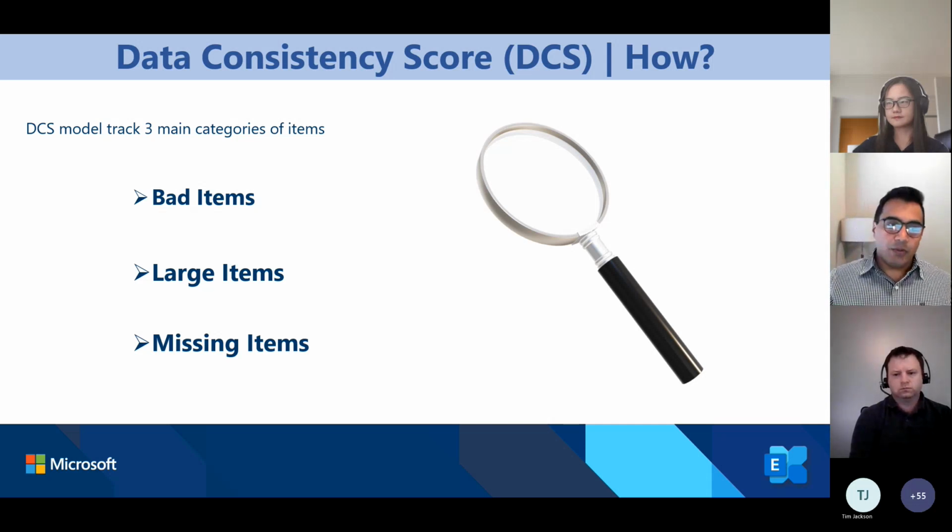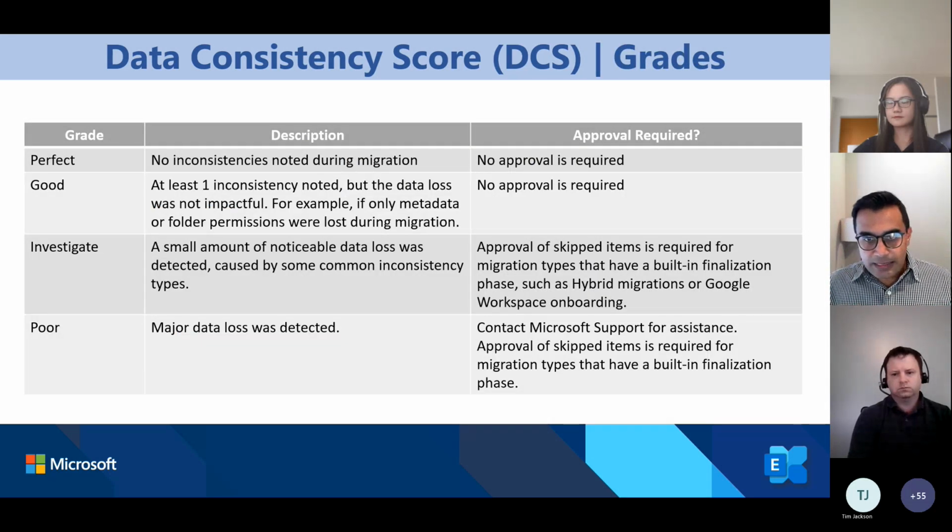And missing items. While you were syncing, you moved the data from one folder to another, or you deleted it. Those missing items are also considered while calculating the DCS data consistency score. This is how the score comes out: perfect, good, investigate, and poor. Perfect or good, no worries, you can go and complete the batch. Investigate, there are some items you need to look at before you complete. We need approval from the admin to do it. We approve and then go forward.